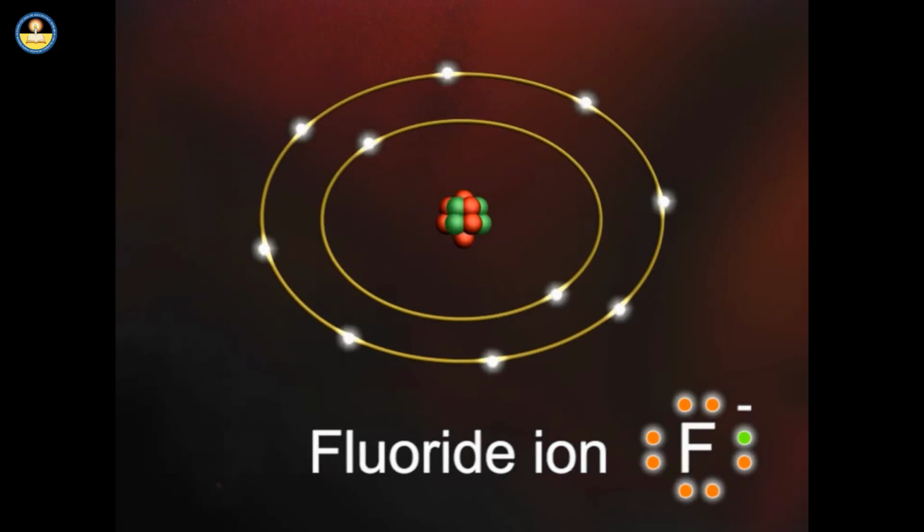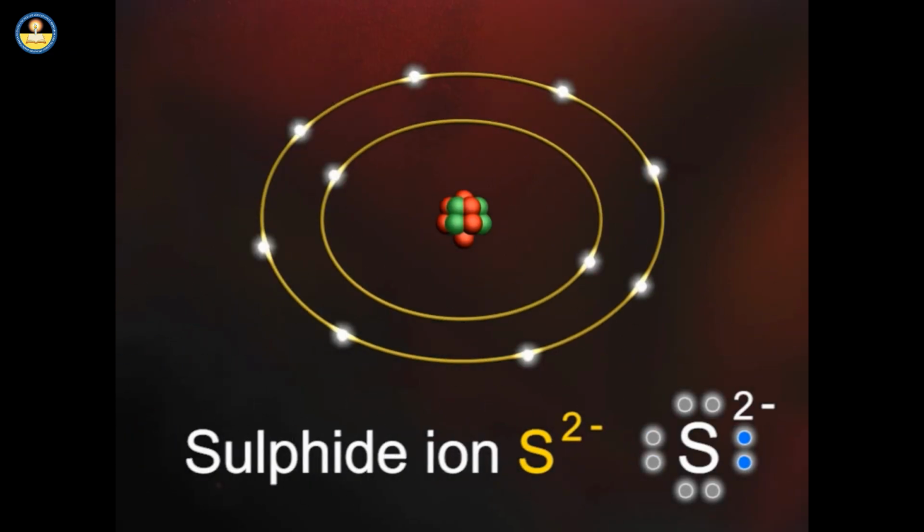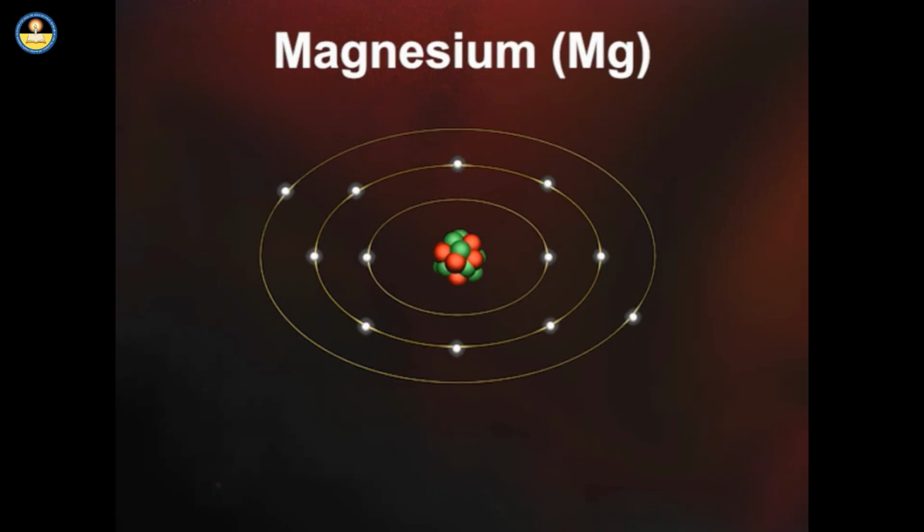Fluoride ion also has 8 electrons in its outermost shell, so it is also represented as shown with 8 dots. Sulfide ion, that is S2- ion, also has 8 electrons in its outermost shell, so it is represented in the same way as fluoride ion. Let us have some illustrations to understand it better.